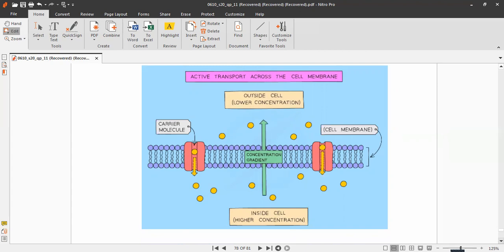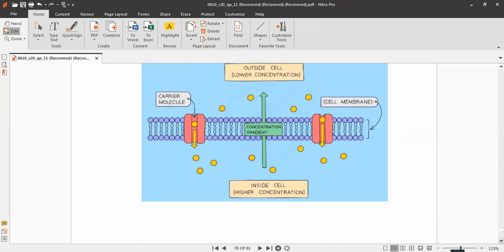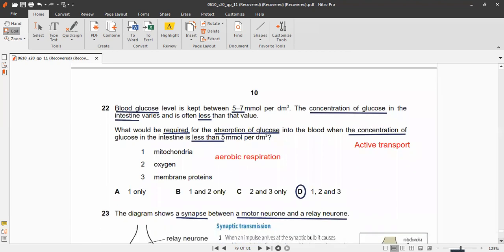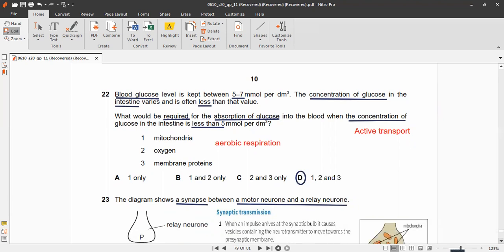Here is active transport across the cell membrane. Here inside the cell and here outside the cell. Against the concentration gradient, we need energy. We need aerobic respiration, we need mitochondria to do aerobic respiration and produce energy, we need oxygen and carrier protein.